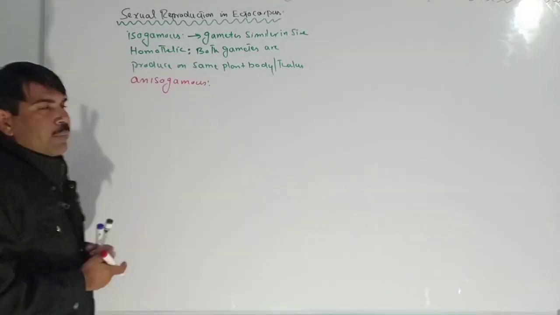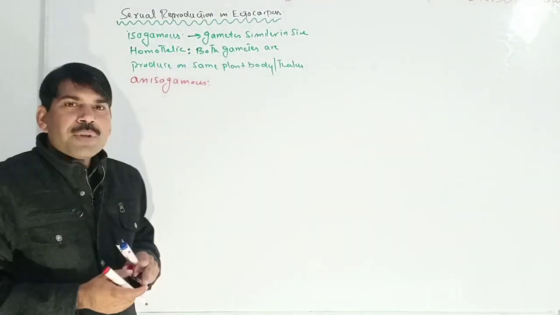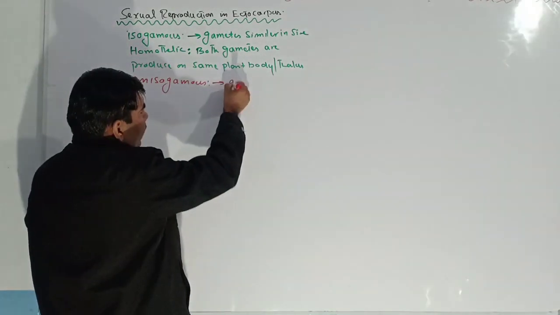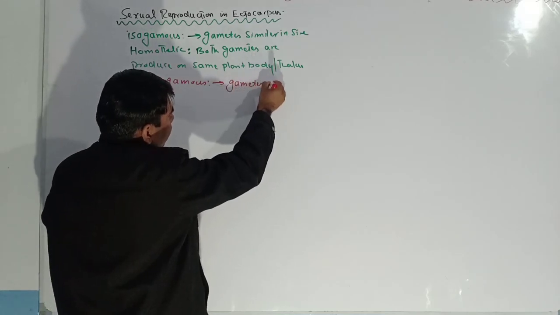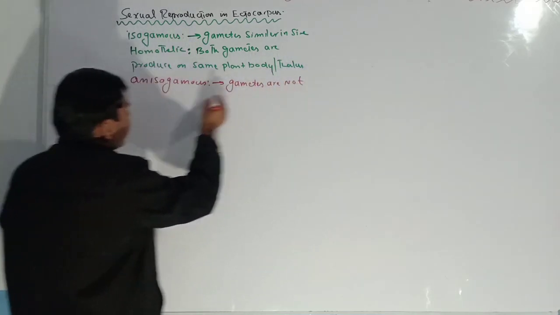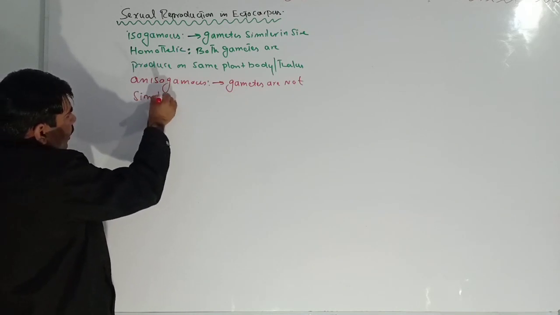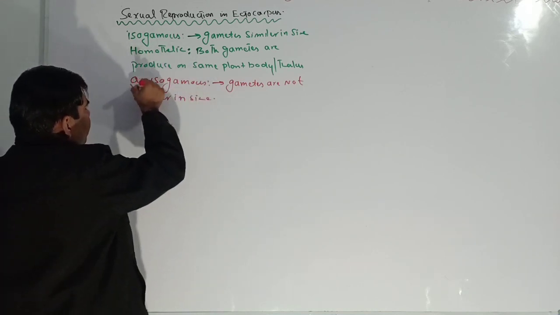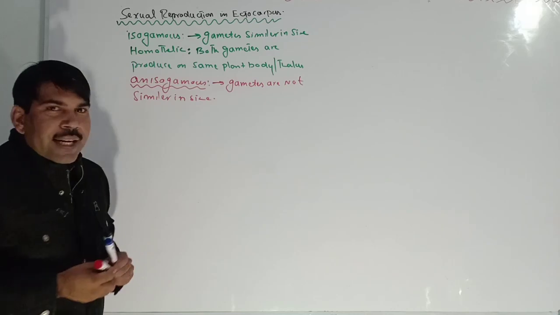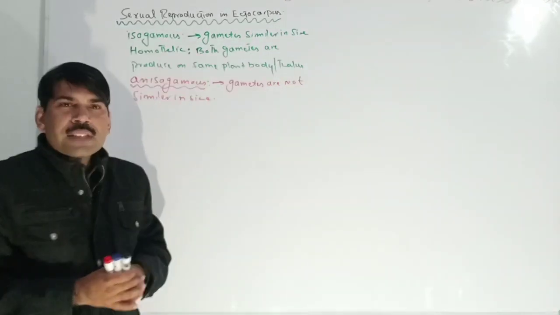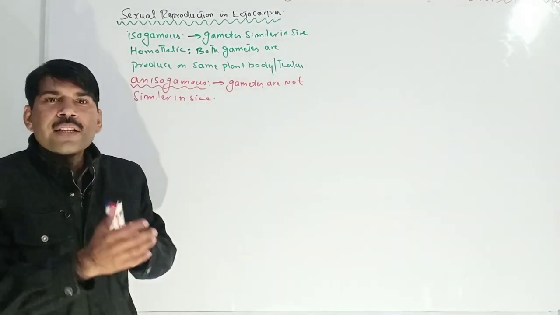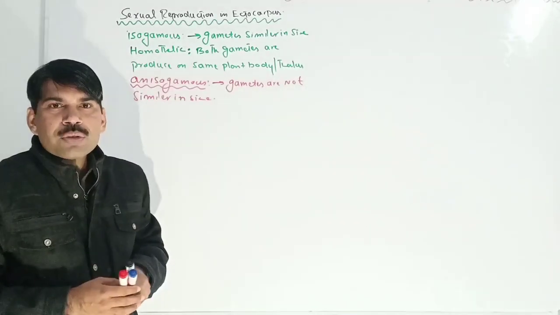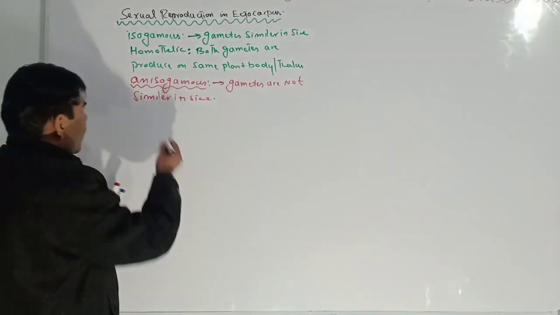What does anisogamous mean? Anisogamous means the gametes produced in the plant body are not similar in size. So we can write here, gametes are not similar in size. This term is known as anisogamous. Anisogamous gametes are produced in different plant bodies. So that's why we can say that the gametes are heterothallic.